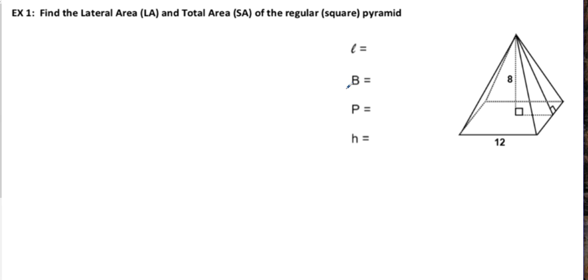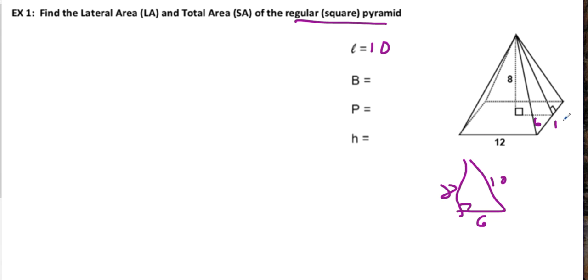So here's our first example. We have a square pyramid. Yep, it does say it right here. So we can easily find some of our components. Now here's the a squared plus b squared equals c squared thing I was talking about. If this is 8 and this is 12, this length right here is 6. So what we really have is a right triangle. I have a 6, I have an 8. A squared plus b squared equals c squared. That's a 3, 4, 5 triple. So your L is going to be 10.